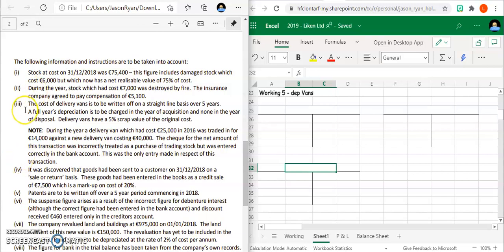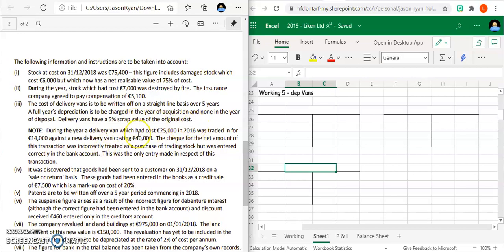Okay, so let's have a look at the third adjustment then for Lincoln 2011 company accounts. The cost of delivery vans is to be written off on a straight line basis over 5 years. A full year depreciation to be charged in the year of acquisition, so when we bought it, and none in the year of disposal when we sold it. Delivery vans have a scrap value of 5% of the original cost.